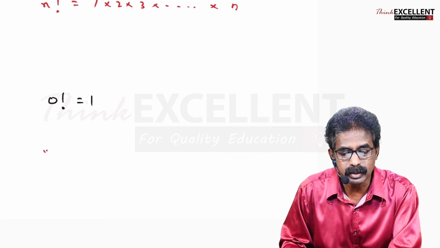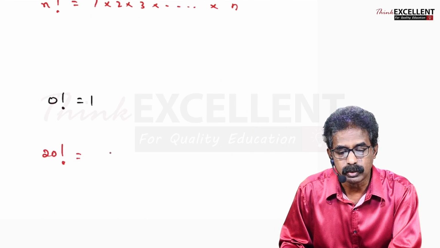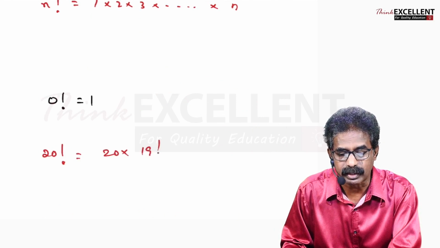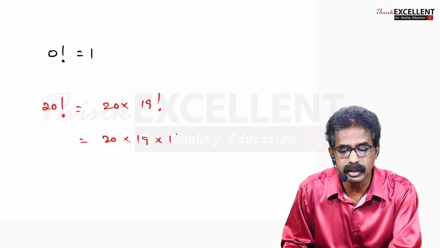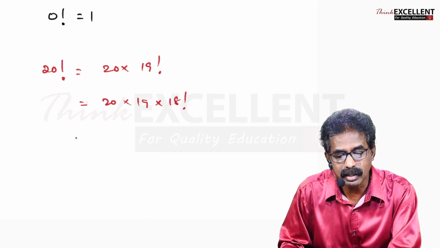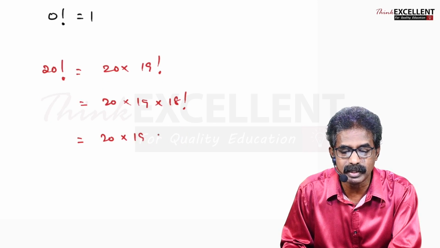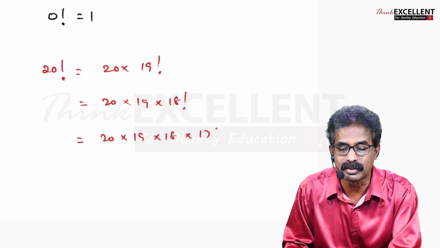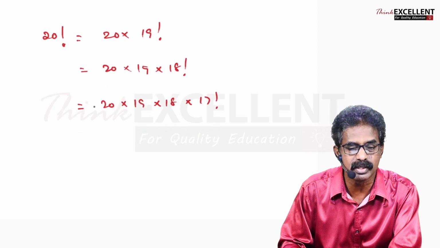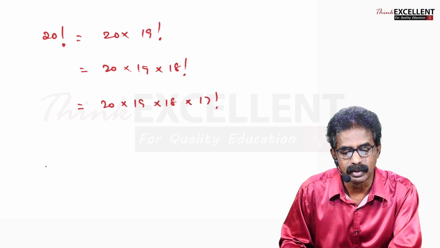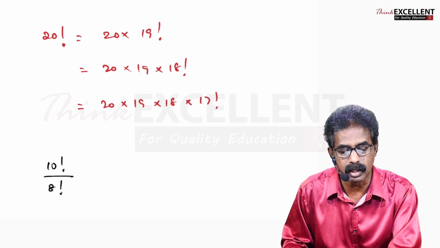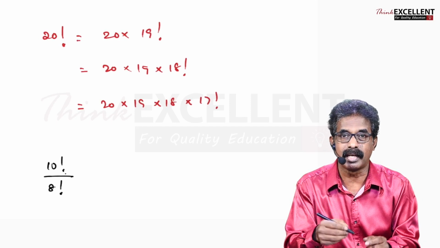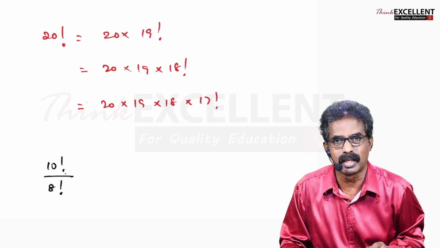So you can write 20 factorial as 20 into 19 factorial, or 20 into 19 into 18 factorial, or 20 into 19 into 18 into 17 factorial. Like this you can write. What's the use of this? Suppose we have 10 factorial by 8 factorial. You can't cancel like that, 8 and 10, 2 table. No, you cannot do like that, okay?